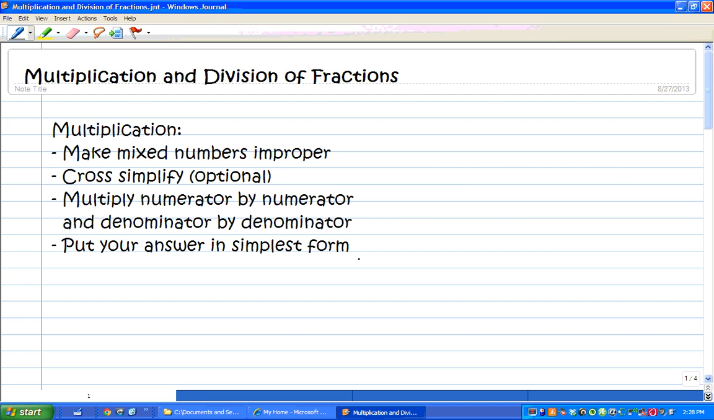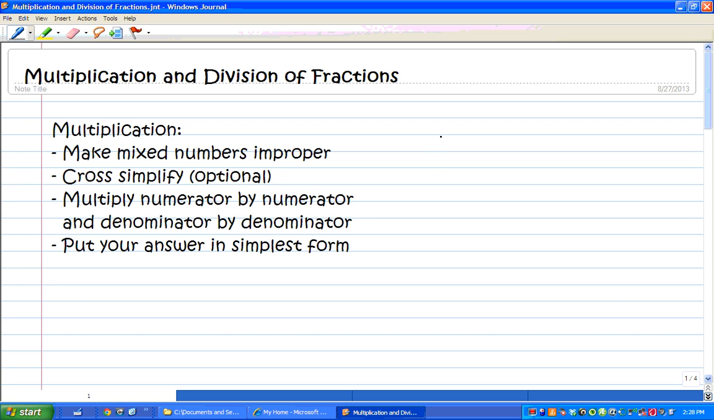Okay, this video is going to teach you about multiplication and division of fractions. We're going to cover multiplication first, and division builds off what you learned in multiplication. For multiplication, you make any mixed numbers improper, whole numbers you put over 1, and then cross-simplify if you'd like. That's an optional step, but it does make it easier in the end. And then you multiply your numerator by numerator, denominator by denominator, and put your answer in simplest form.